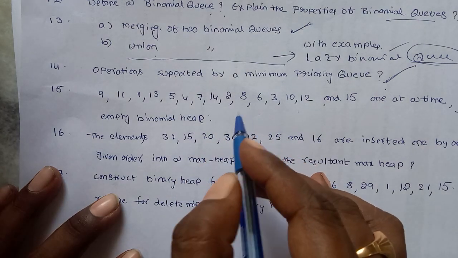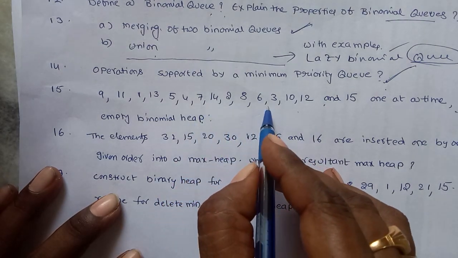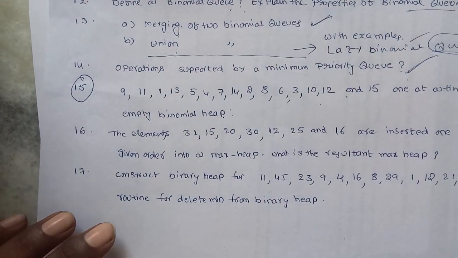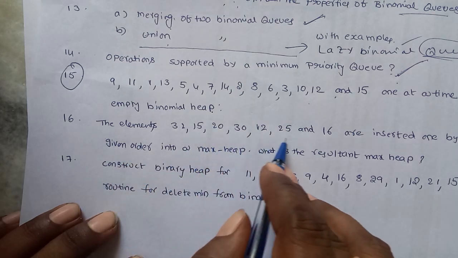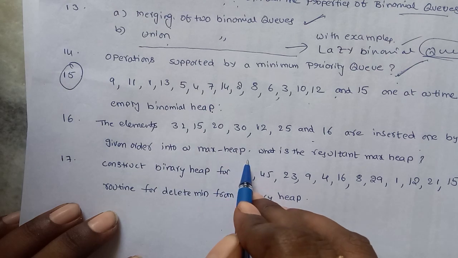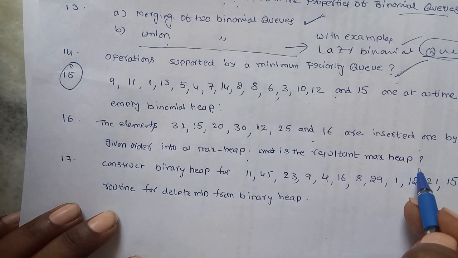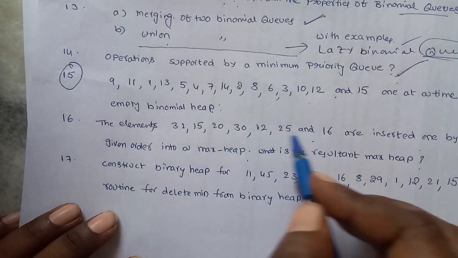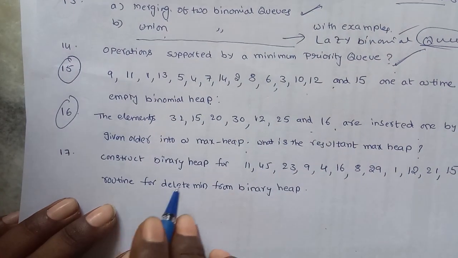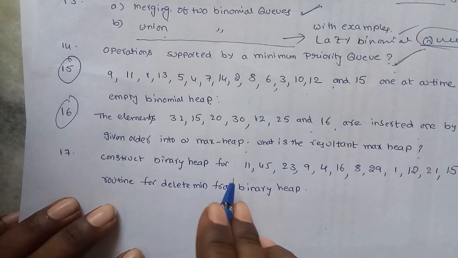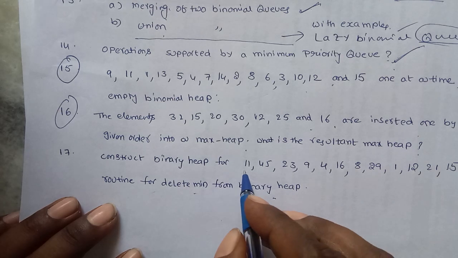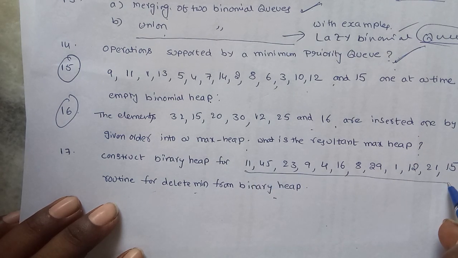Okay, we know the construction of binomial queue, but for this example we have not covered, so I will explain this example also. Okay, the same concept. The elements are inserted one by one in the given order into a max heap. What is the resultant max heap? So the simple question is insertion of elements into a max heap. Okay, construct the binary heap. Write a routine for delmin from the binary heap. So for this I am constructing min heap.